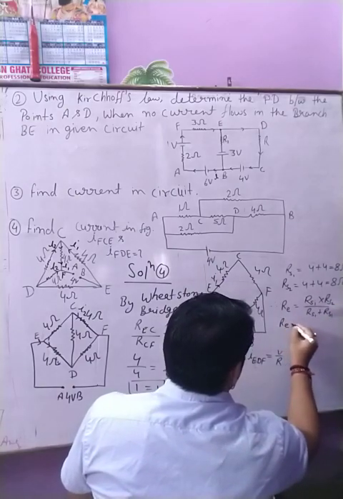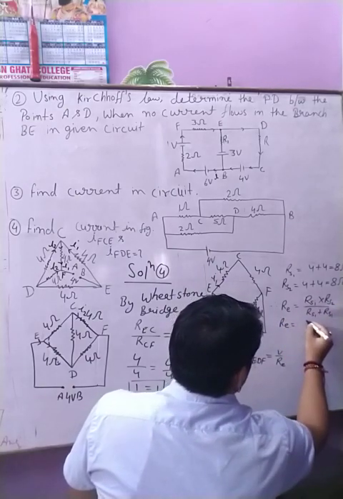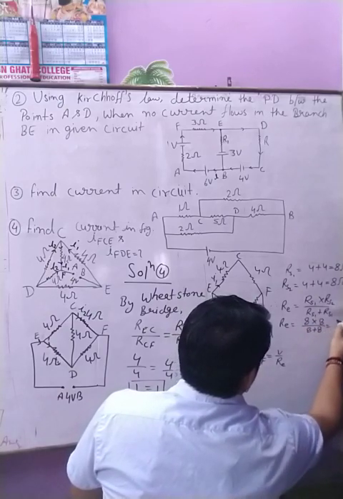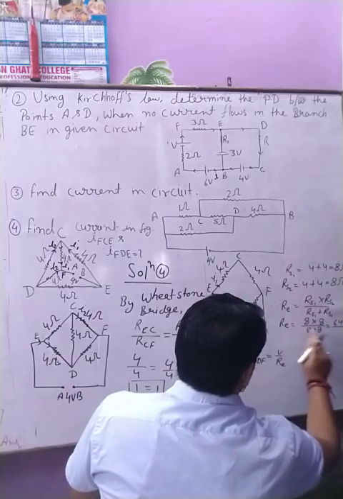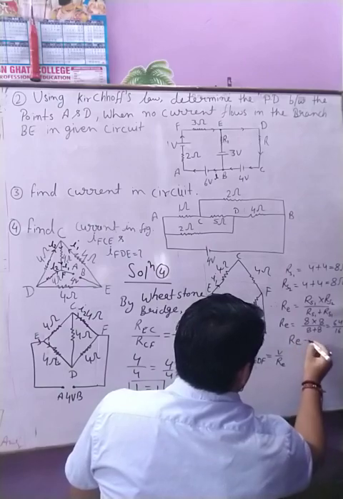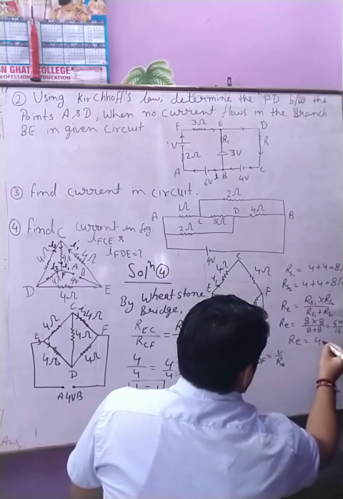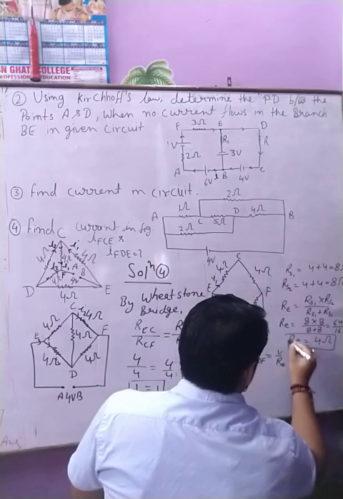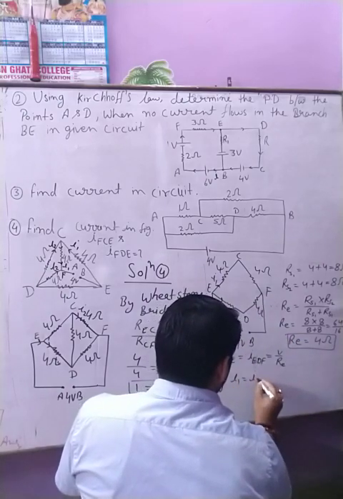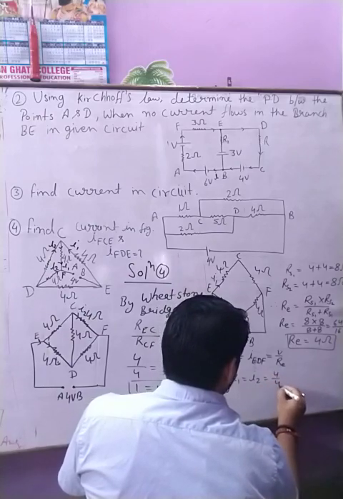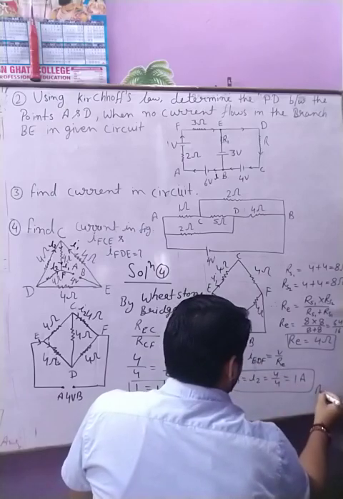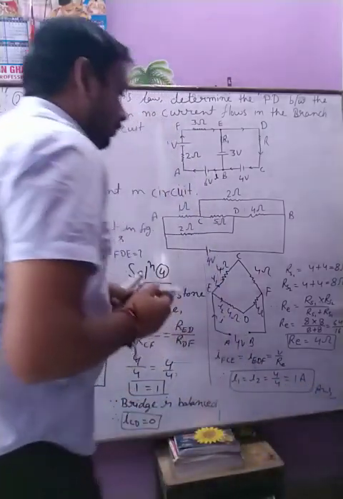So R equivalent is equal to 8 into 8 upon 8 plus 8, which we get 64 upon 16. So R equivalent is 4 ohm. Therefore I1 equal to I2 is equal to 4 by 4, we get 1 ampere. This is the answer of this solution number 4. Copy this.